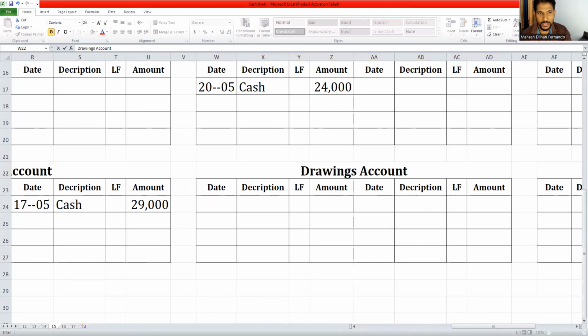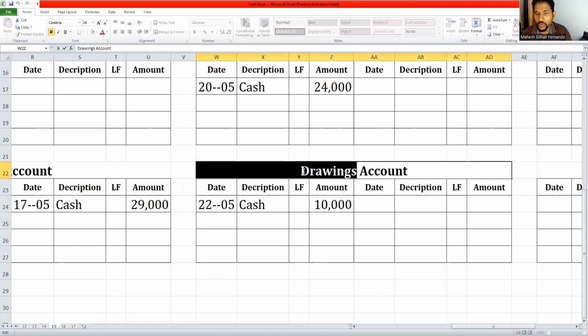The date is 22nd of May. Cash, amount is 10,000. Drawings, you don't write it as rent. Remember, if you write it like this and put rent account here, your answer is wrong. Although the value is correct, your transaction is incorrect. You won't get marks. The name of the account is drawings. That's it.